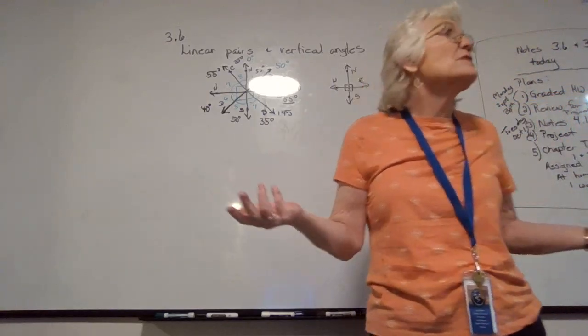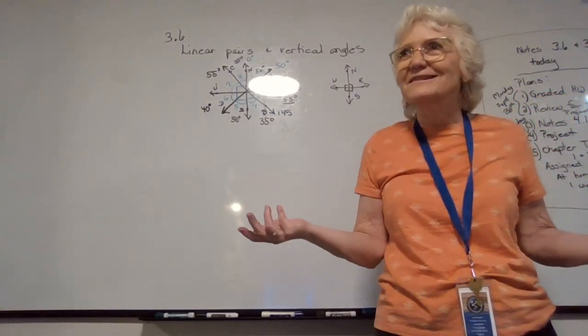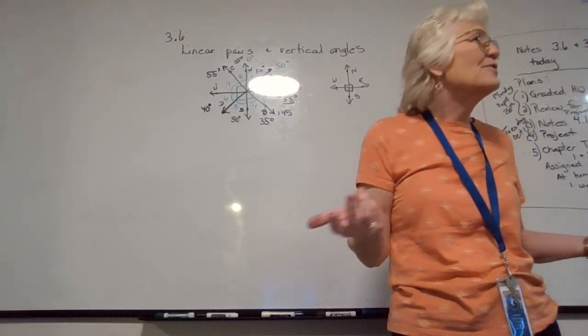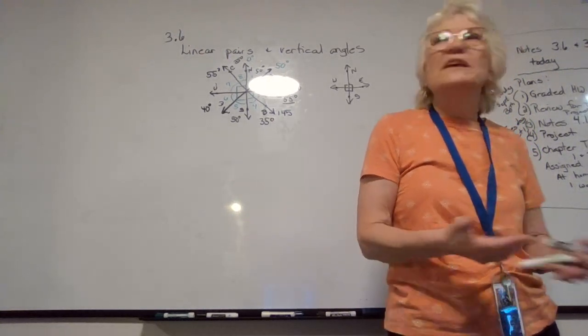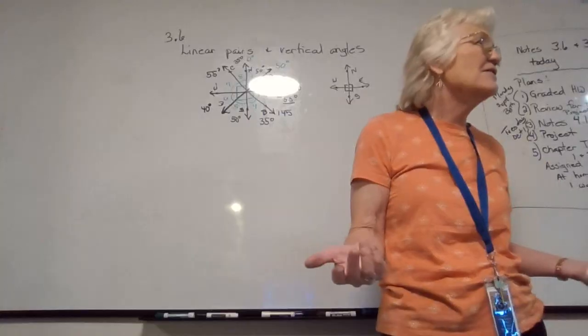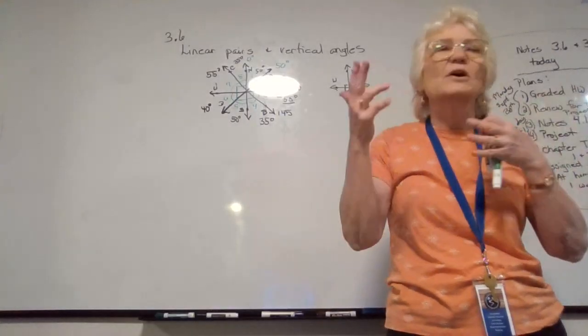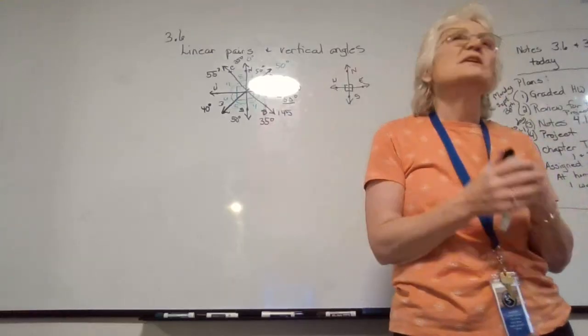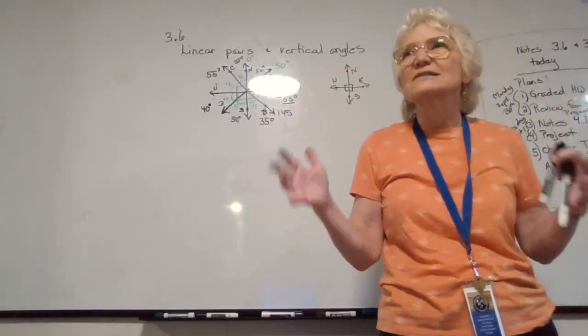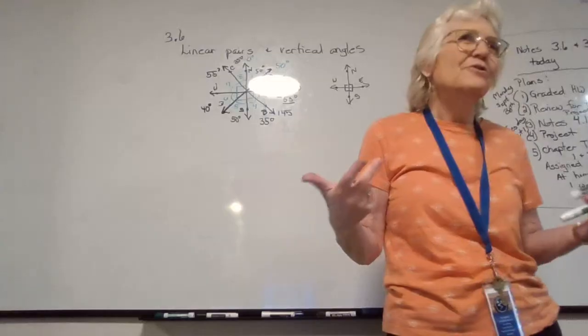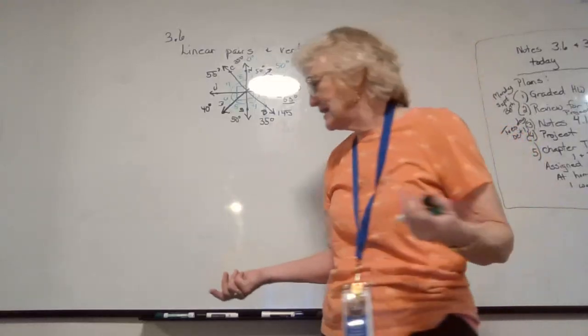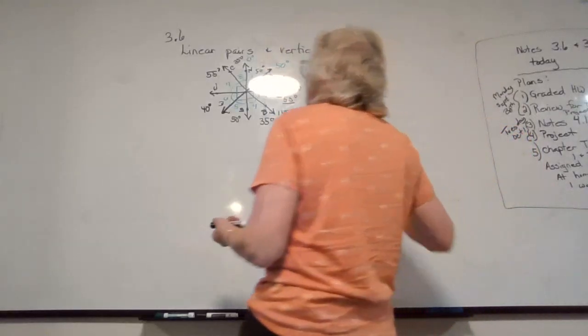So that's really the whole section 3.6. It's just looking for linear pairs. It's looking for vertical angles and finding measurements of those angles. Trying to get ourselves used to that, because you will be doing this a lot in the course of geometry. Okay, and there are things you need to be able to look for.